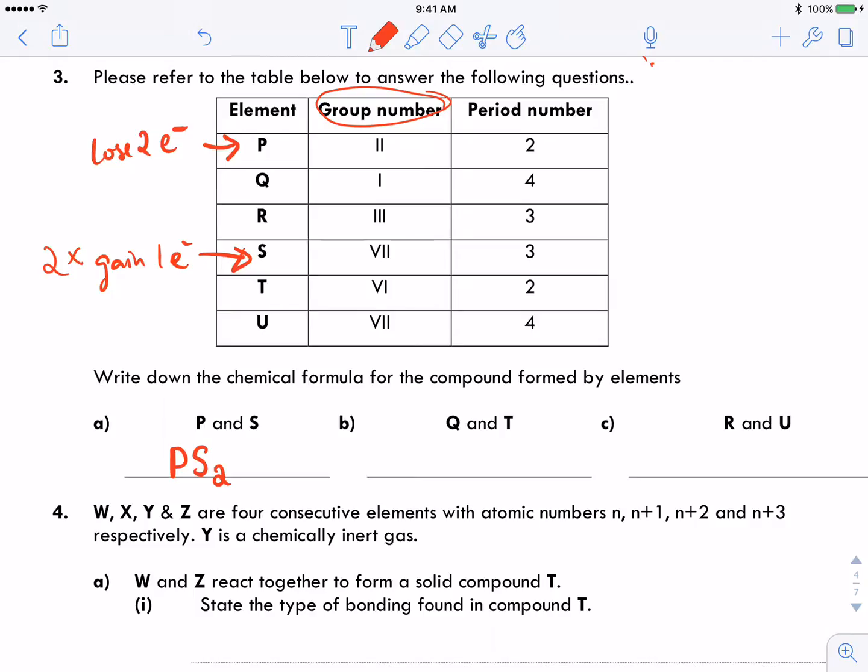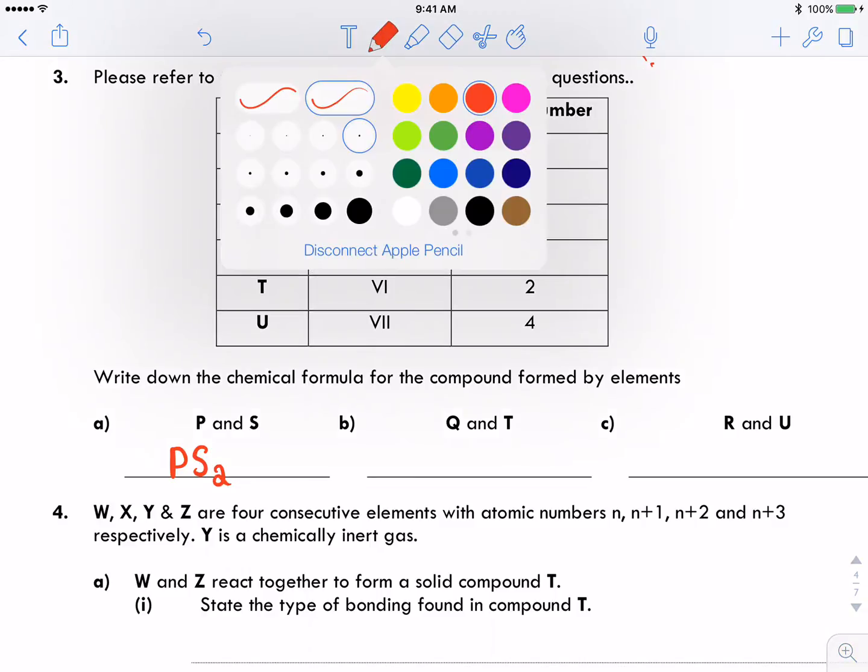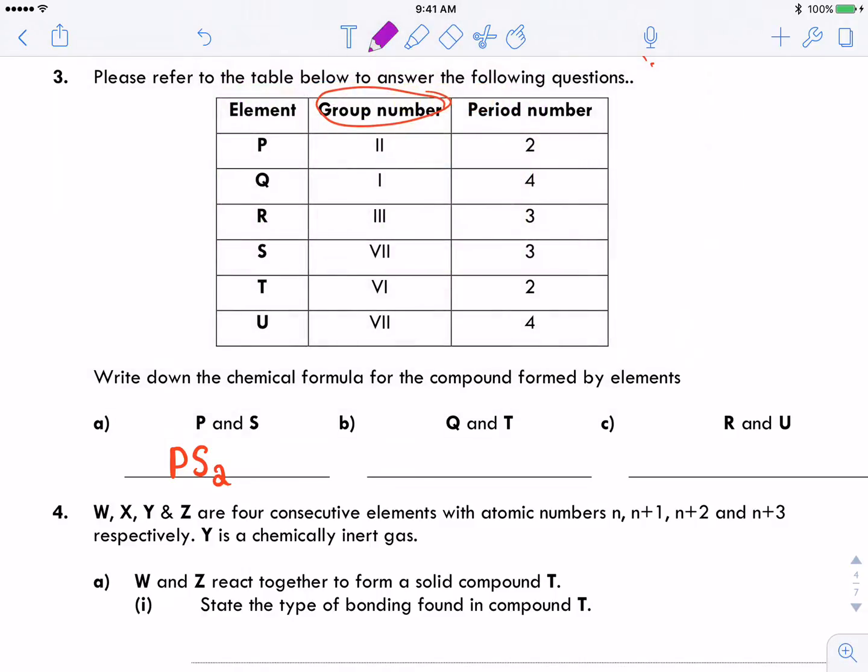Again, the metal, I know that P is the metal because it's losing electrons. P must be in front of S because P is the cation. Okay, let's look at Q and T. Let me just erase this so it's not so messy. Okay, maybe I use a different color. Purple. Okay, so let's look at Q and T.